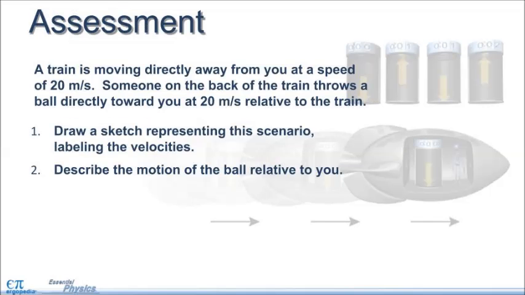Assessment. A train is moving directly away from you at a speed of 20 meters per second. Someone on the back of the train throws a ball directly toward you at 20 meters per second relative to the train. Draw a sketch representing the scenario, labeling the velocities. Describe the motion of the ball relative to you.